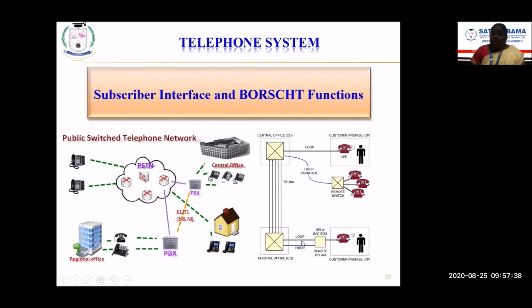So it could be a loop. There is a subscriber loop connection for shorter distance communications, and when we go for longer distance communications, we connect with the help of fiber optic communications. And this telephone system provides some basic functions that are normally called BORSCHT. That is BO or SCHT. The T is silent. So based on this, we will be defining the functions.